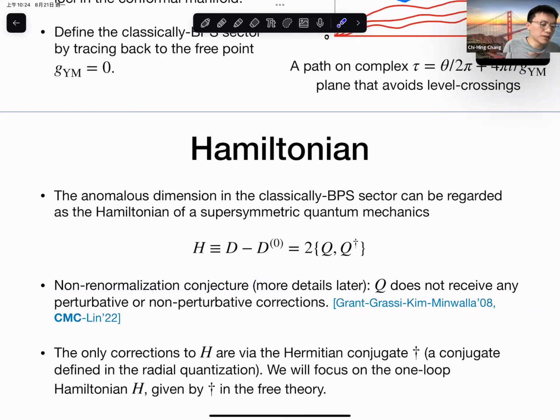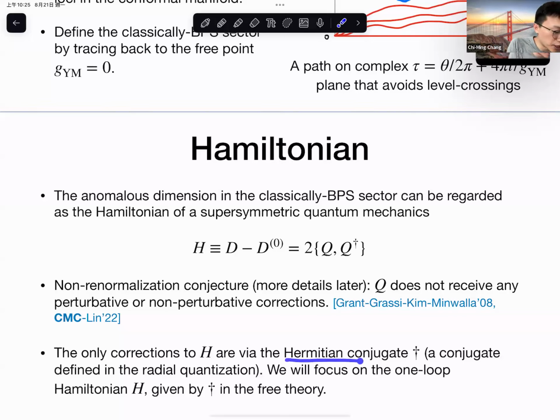But on the other hand, we know that the Hamiltonian will receive correction coming from the correction of the dilatation operator. Let me explain how this correction arises. If we assume this conjecture, then the only g Yang-Mills correction to the Hamiltonian should come from the Hermitian conjugate Q dagger. This Q dagger is defined in the radial quantization. To define the Hermitian conjugate, we need to first define the inner product. In the radial quantization, the inner product is defined from the 2-point function of the CFT. And of course, we know that the 2-point function will receive g Yang-Mills correction.